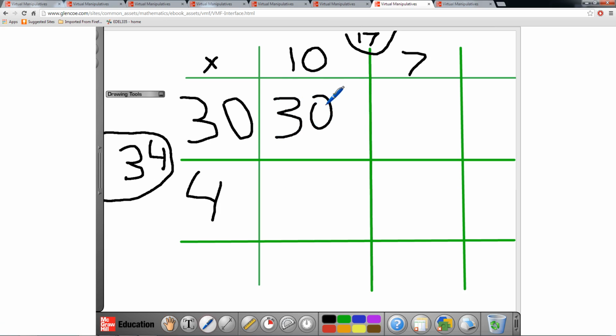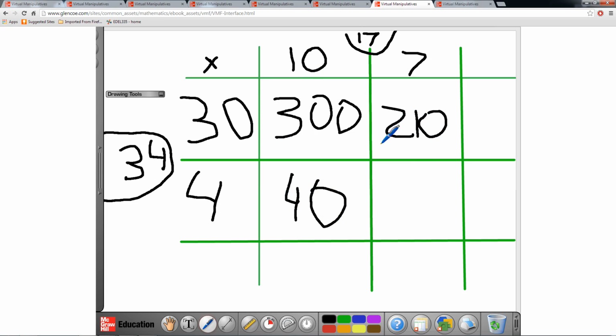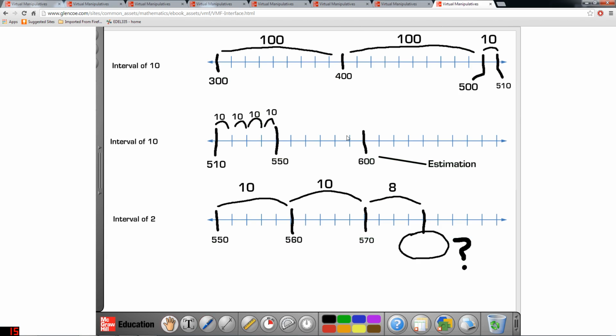So I'm going to go 30 times 10, which is 300, 30 times 7 is 210, 4 times 10, which is 40, and 4 times 7, which is 28. I'm going to be adding these up from 300, then adding 210, adding 40, and then adding 28 finally. And I'm going to be doing this using the measurement model that you see here.